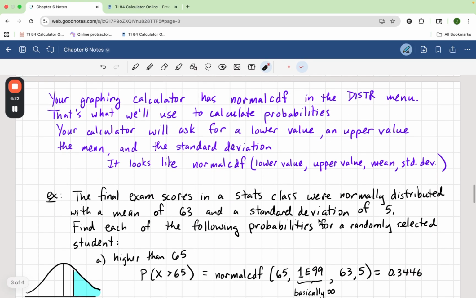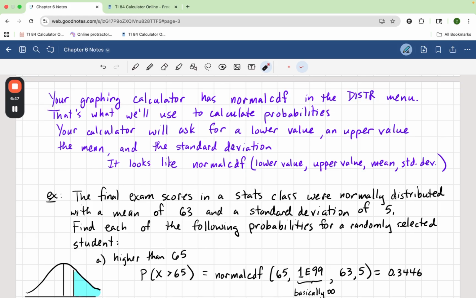Okay, so our graphing calculator has what's called normal CDF in the Distr menu. That's what we're going to use to calculate probabilities. All right, so your calculator will ask for a lower value and upper value, the mean, and the standard deviation. So it looks like normalcdf, lower value, comma, upper value, comma, mean, comma, standard deviation.